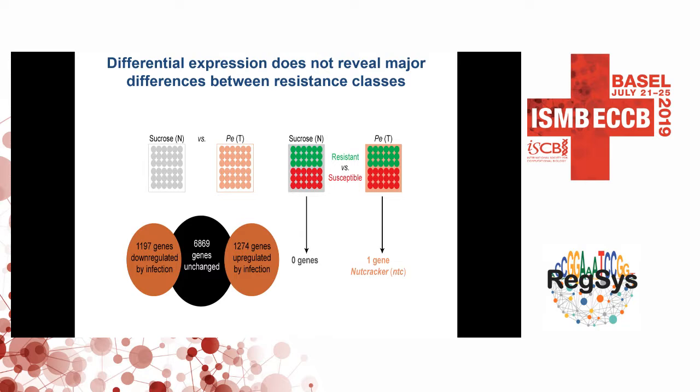In fact, using a fairly conservative but nonetheless quite established approach for a twofold difference or more, we found that there was only one gene that was truly different between resistant and susceptible lines. So this doesn't happen a lot in genomic analysis, I'm sure you're familiar. So here we had one gene, so we only had one choice. We had to focus on Nutcracker.